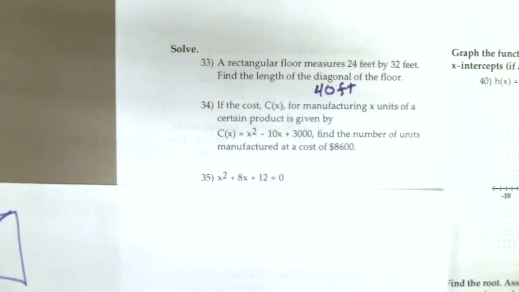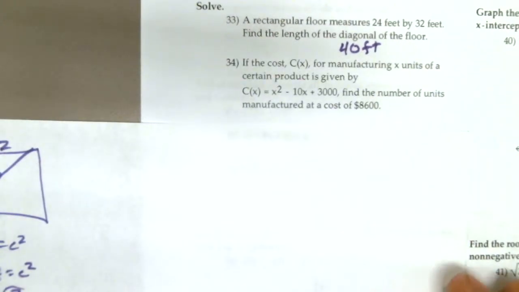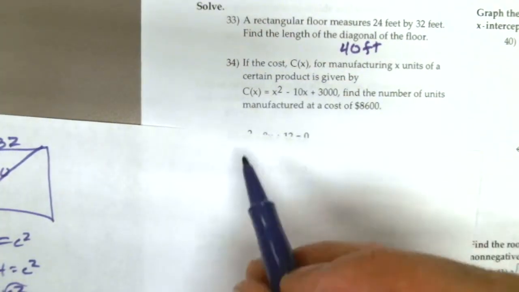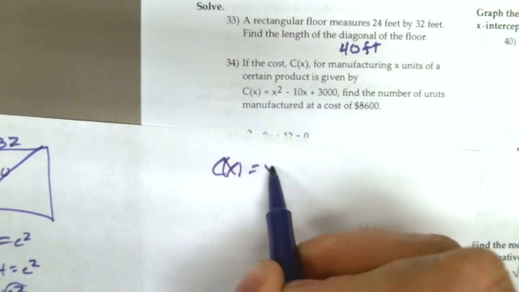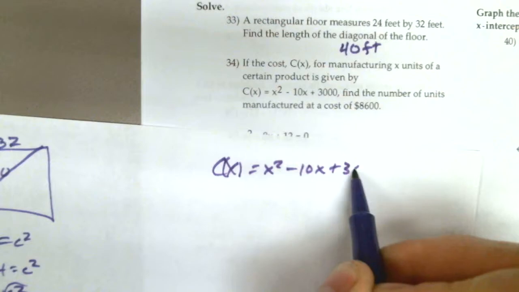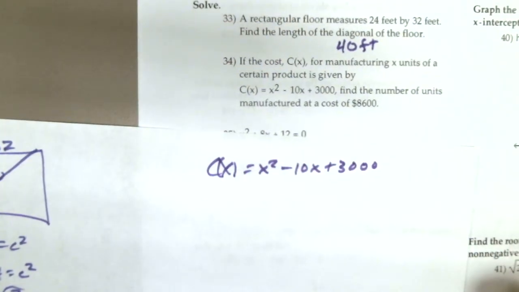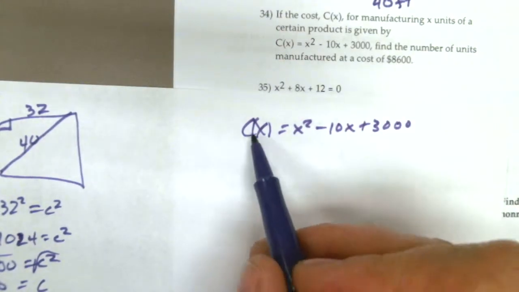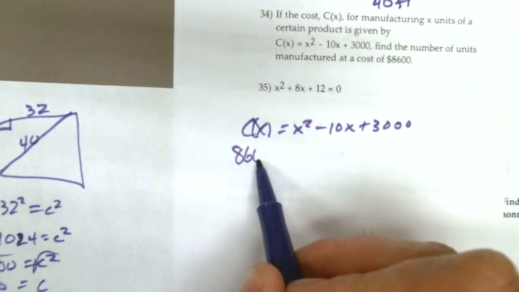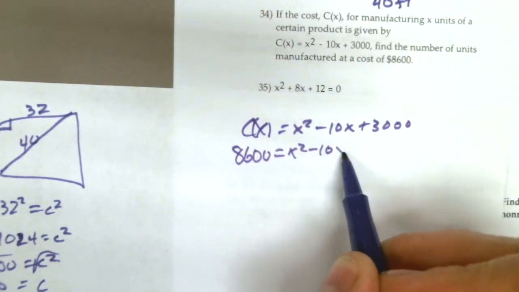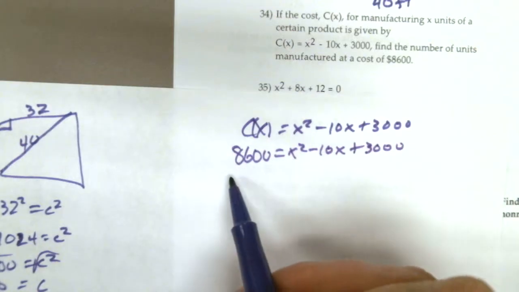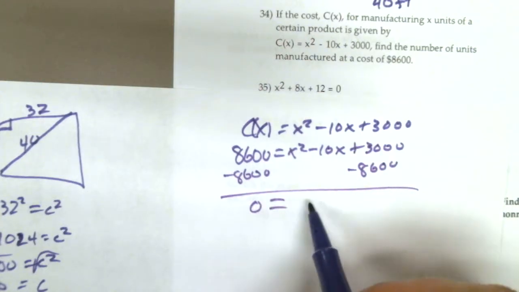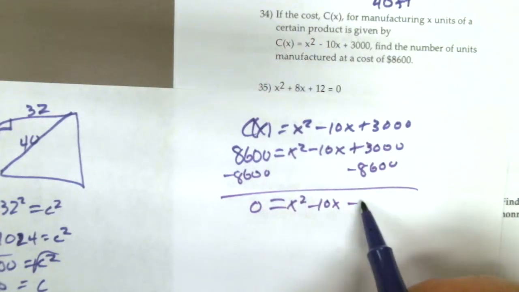For number 34, the cost to manufacture x units of a product is given by the function C of x is equal to x squared minus 10x plus 3000. Find the number of units manufactured at the cost of 8,600. Well, if the cost is 8,600, I'm going to put it in for C of x and solve. We need one side to equal 0, so I'm going to have 0 equals x squared minus 10x minus 5,600.